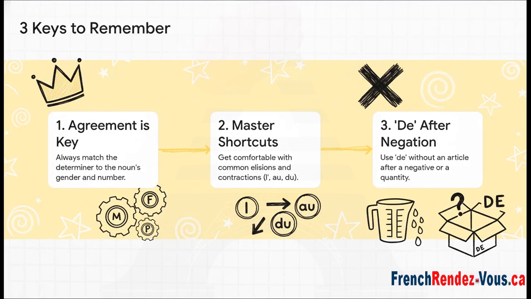Okay, if you only remember 3 things from our entire masterclass today, make it these 3. Number 1, agreement is king. Always, always match the determiner to the noun's gender and number. Number 2, master the shortcuts. Get really comfortable with elle, a, and du. And number 3, know when to drop the article. After a negative phrase or a word of quantity, you usually just use de. These 3 rules will solve, I'm not kidding, like 80% of your determiner problems.